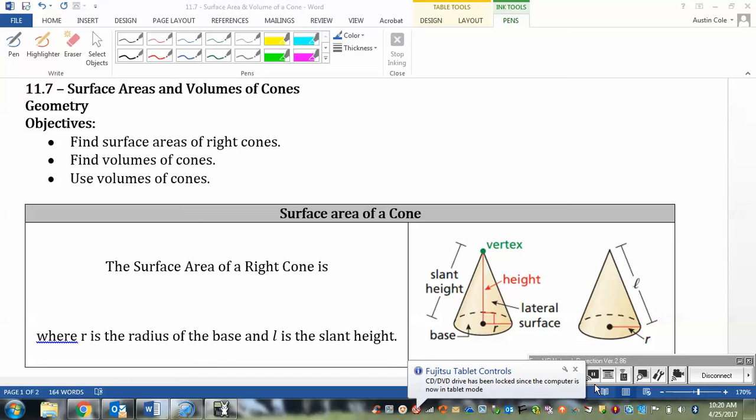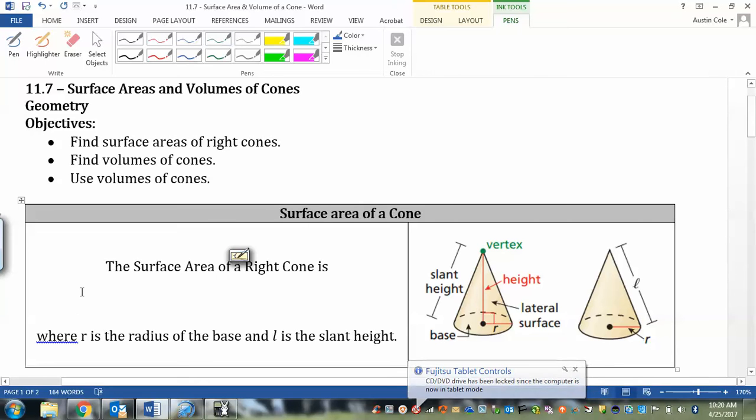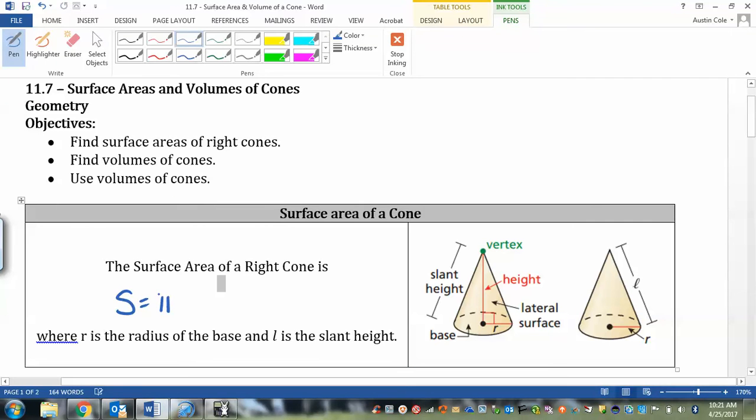So the surface area of a cone, we're going to split it up, okay? We have two faces basically, right? We have the cone part, and then we have a base, that's a circle. So what's the area of a circle? Pi r squared. So the first part of our surface area formula is pi r squared.